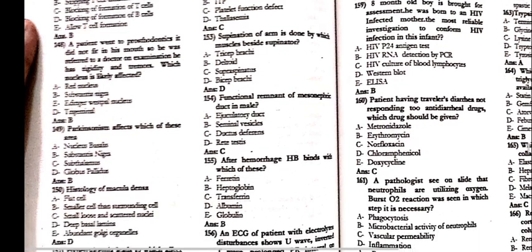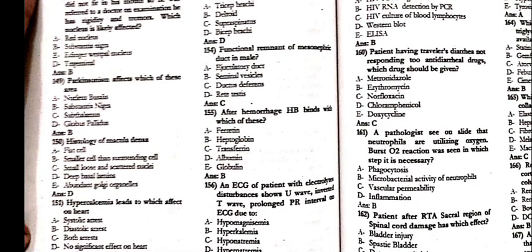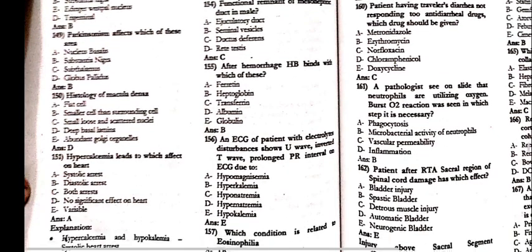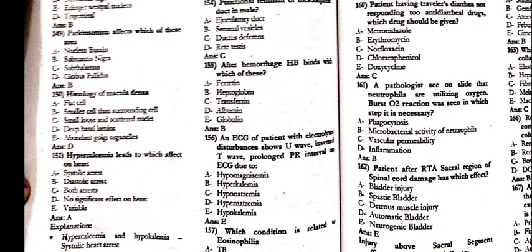Next, I cannot read this one properly. 149, the Parkinsonism effect. Which of these? That is beta substantia nigra. 150, the histology of the macula densa is delta deep basal lamina.